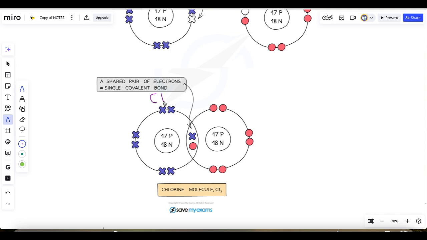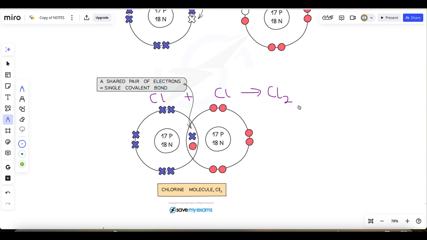This one chlorine atom bonds with another chlorine atom to form what? A chlorine molecule. To form, permit me to say plus for bonding in this regard. Okay, so to form a chlorine molecule. To form one molecule of chlorine.